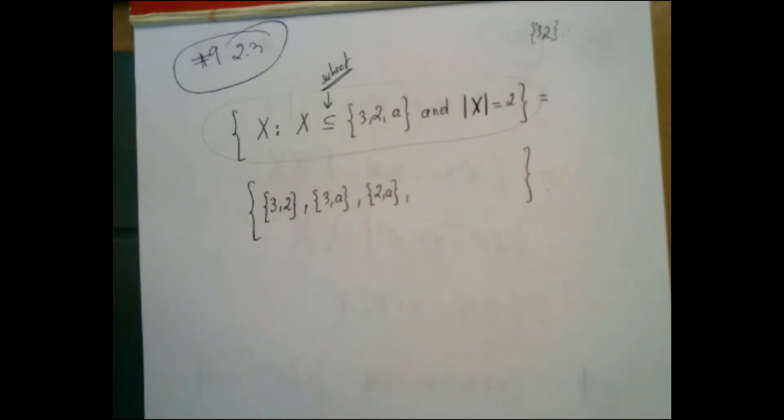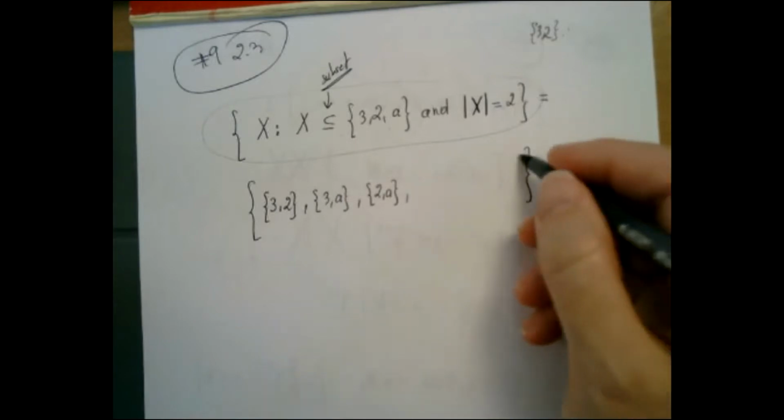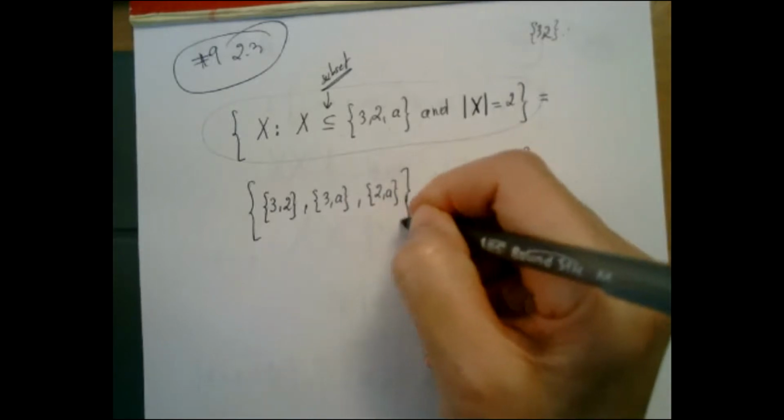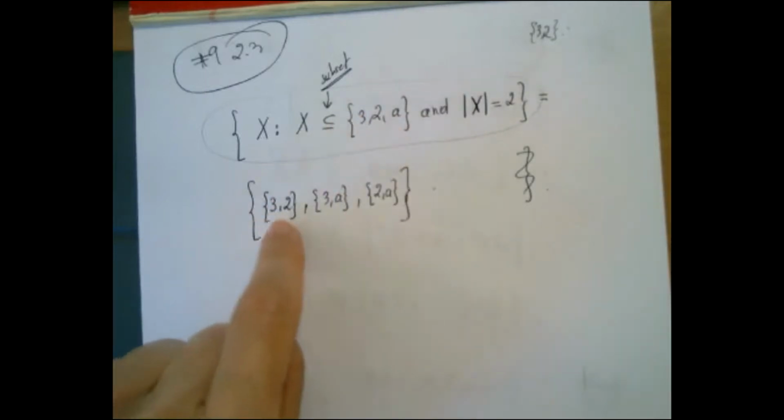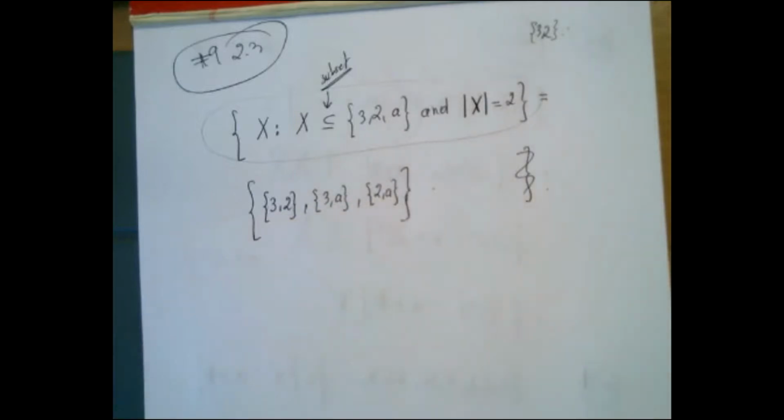Is there anything else? Any other subset of cardinality 2? I guess not. That's the proper writing. So this is a set. The elements themselves are subsets. So that's where those braces come into the picture. And they have 2 elements in each.